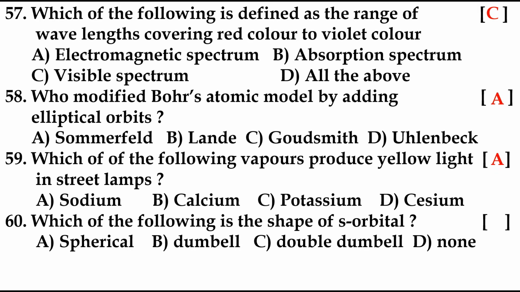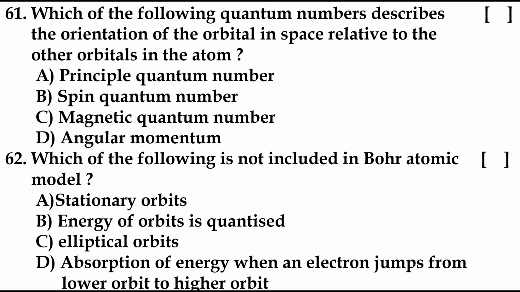Sodium. 60. Which of the following is the shape of s orbital? A. Spherical. B. Dumbbell. C. Double dumbbell. D. None. Answer is option A. Spherical. 61. Which of the following quantum numbers describes the orientation of the orbital in space related to the other orbitals in the atom? A. Principal quantum number. B. Spin quantum number. C. Magnetic quantum number. D. Angular momentum quantum number. Answer is option C. Magnetic quantum number.